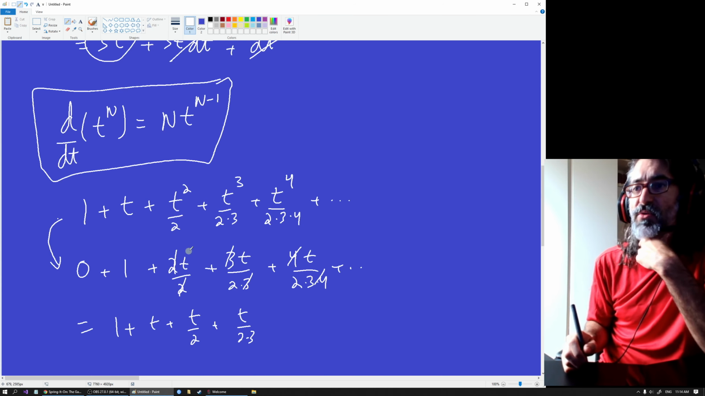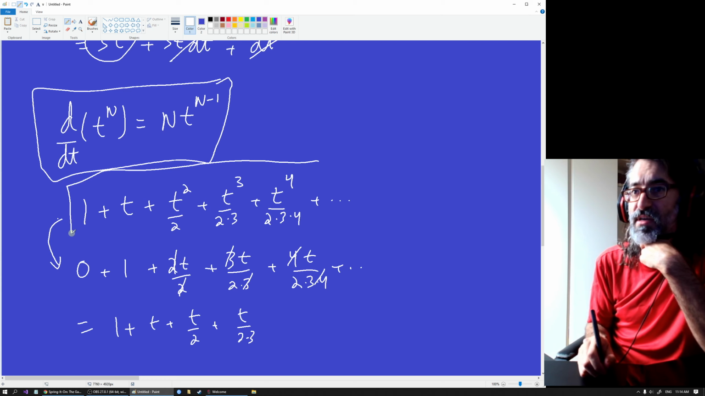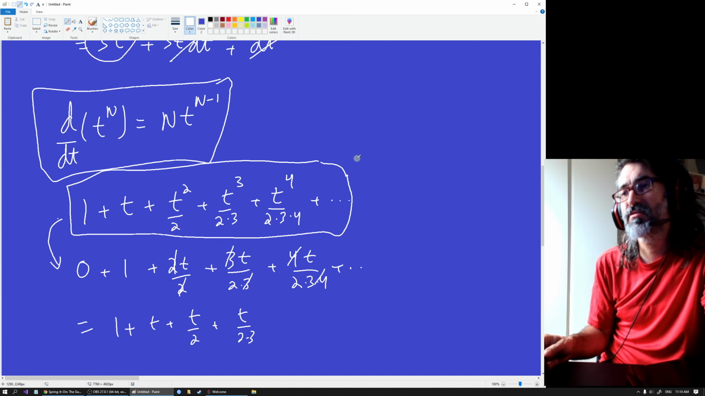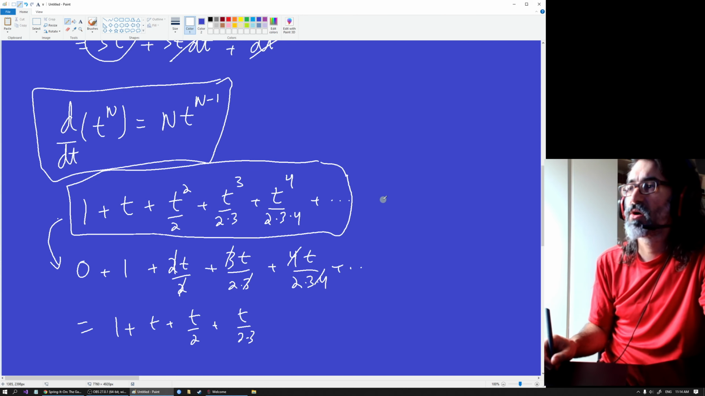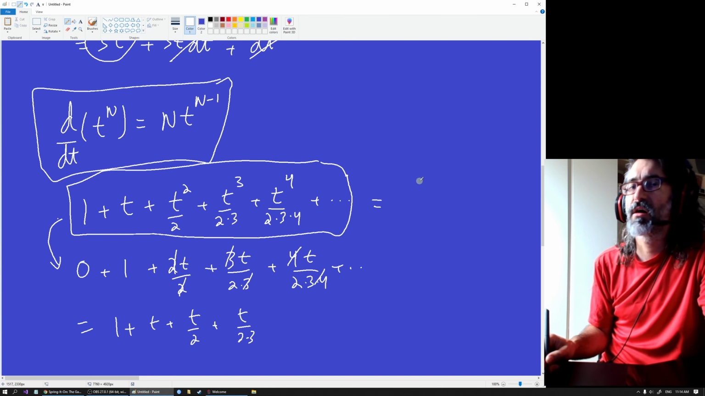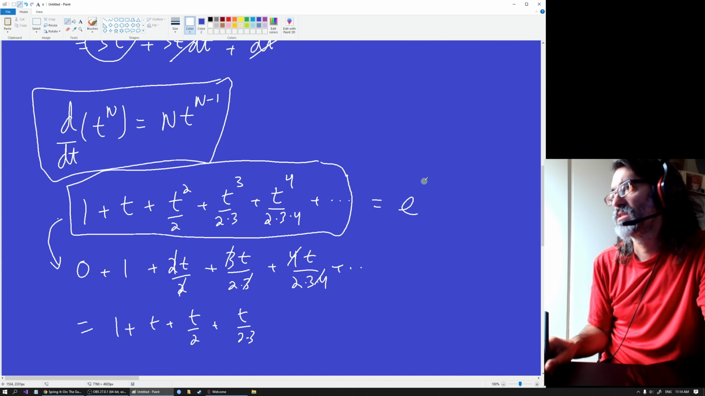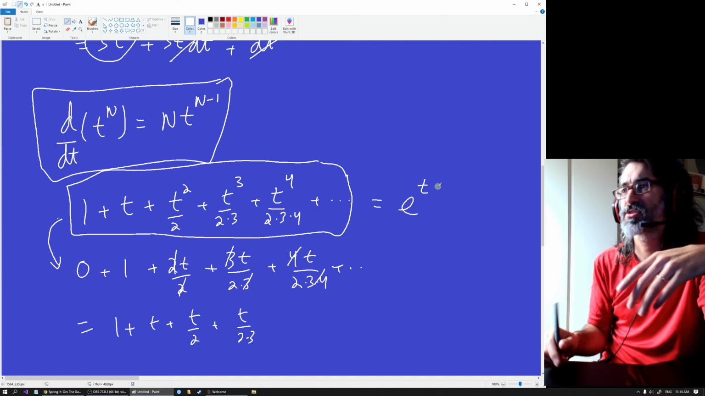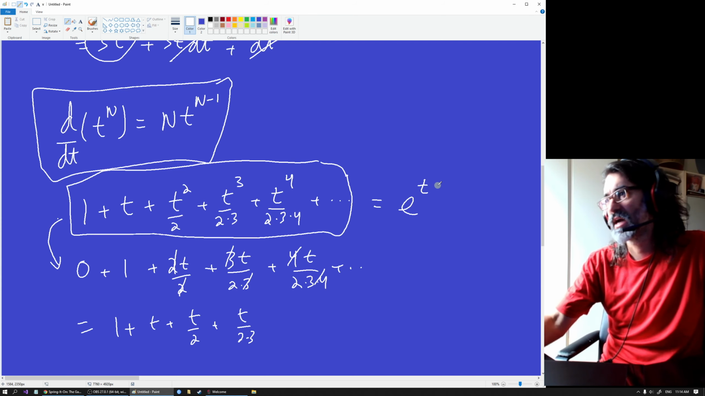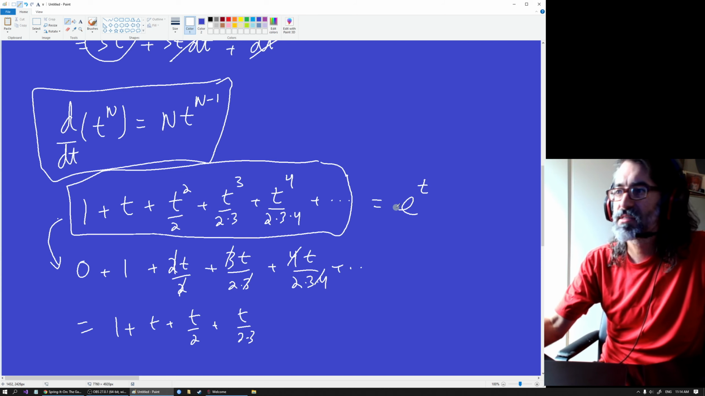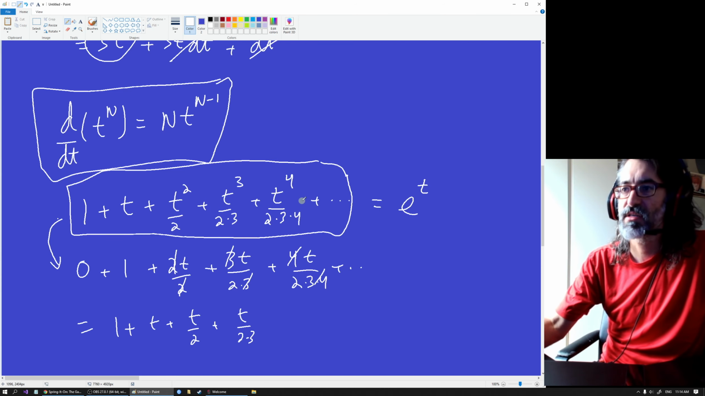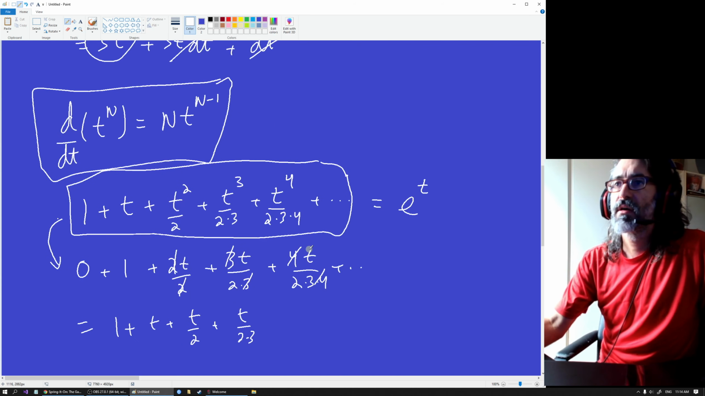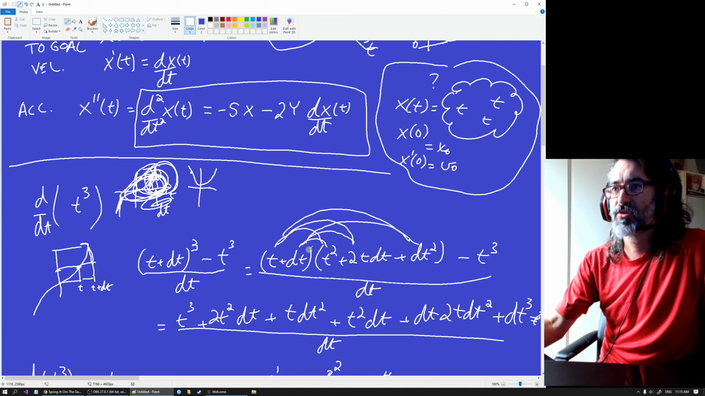So we see it's the same. We took the derivative of this and we get the same thing. So it's like the identity function for derivation. And this is what we call an exponential. So this is e to the t. That's kind of the definition of the exponential. The reason why the exponential is fun is because we have this function.